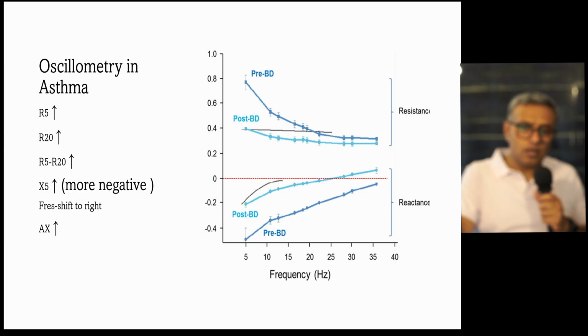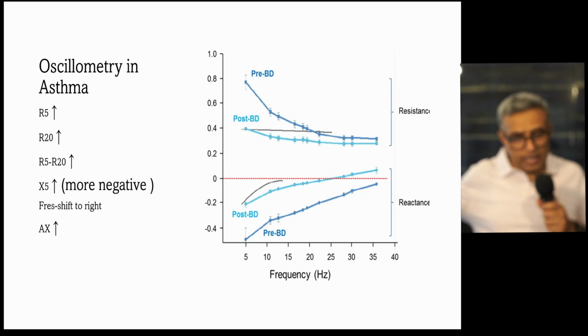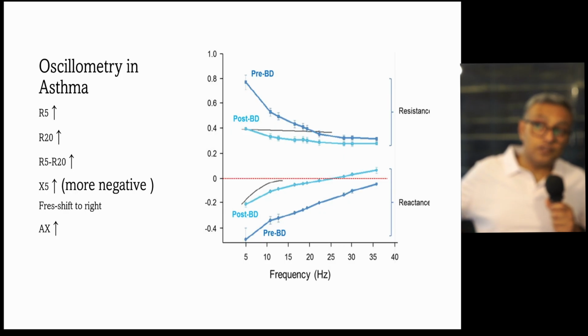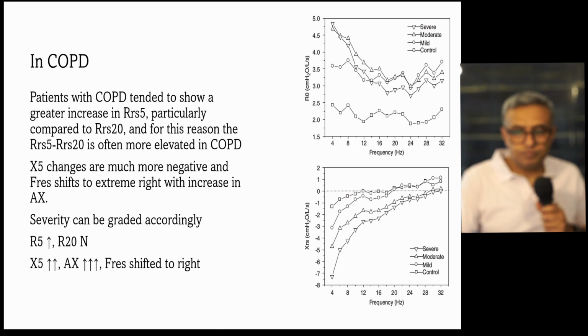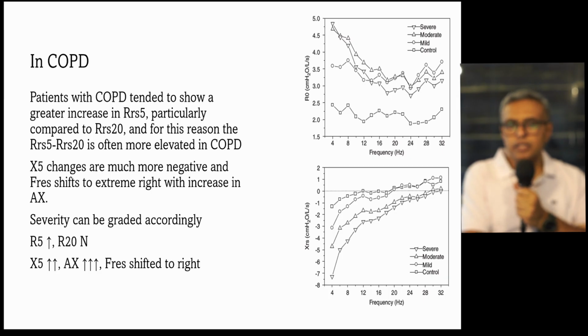Let's look at asthma. In this case, we may have R5, R20, and R5 minus R20 all increased. X5 may be increased, and frequency resolution will be shifted to the right, and the AX will naturally be increased at that point, because the X5 values go up, and the FRES goes up, the AX goes up. In COPD, patients tended to show a greater increase in R5, particularly R20.